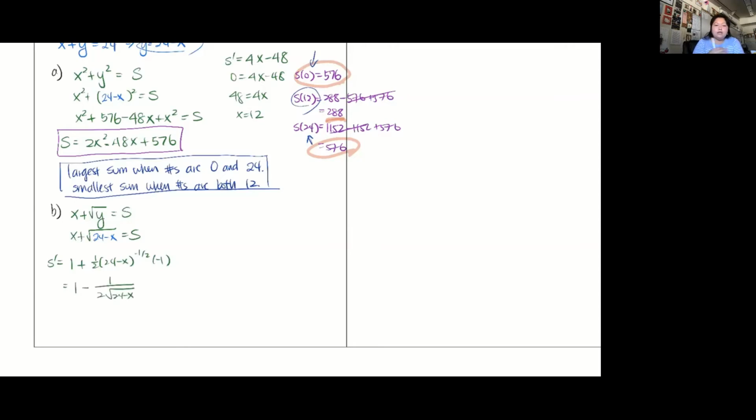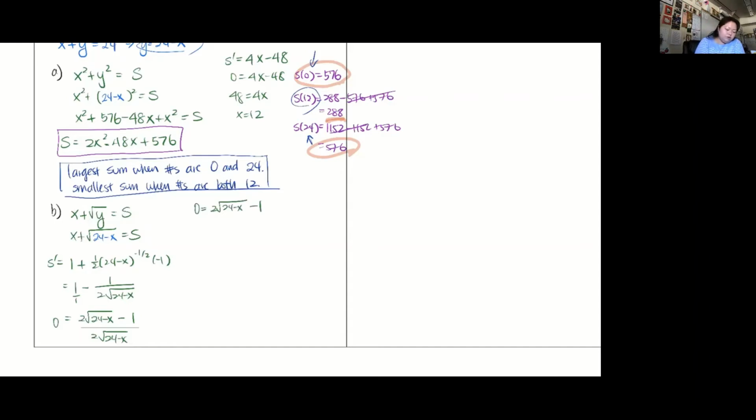You always want to rewrite it so it looks like a fraction. And in this case, I got nothing in common in my denominator, so I can put a 1 under and do my crisscross applesauce. So I get 2 root 24 minus X minus 1 all over 2 root 24 minus X. And the beauty of optimization is that I don't need to care about my denominator anymore. So I simply make it 0 equals 2 root 24 minus X minus 1.